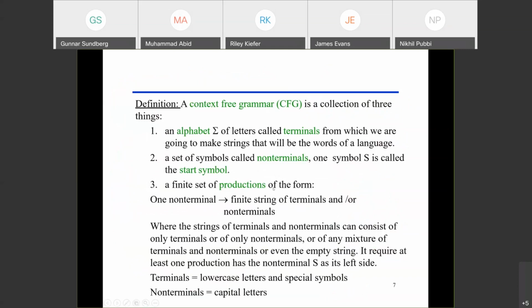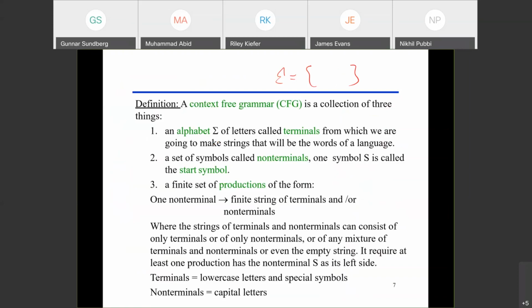Let's see the formal definition of what we just covered. We are saying that we have a context-free grammar. It is a combination of three things: an alphabet, summation. Whatever previous knowledge you have, we will use that knowledge here. We saw that summation is equal to some a or b. Now you can have more than a or b, and this is your alphabet summation for your input letters. All these summations are your terminals, from which we are going to make strings that will be the words of a language.